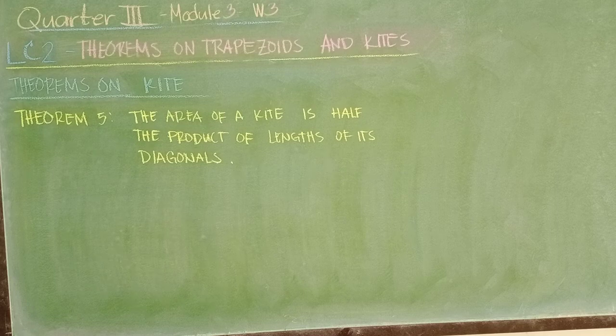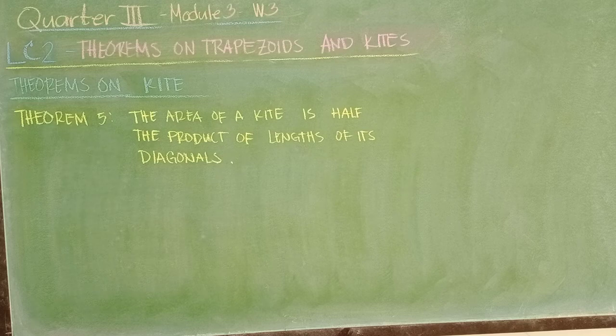Theorem number 5: the area of a kite is half the product of the lengths of its diagonals. So sa kite, kapag gusto mo i-compute yung area ng kite, kukunin mo yung length ng mga diagonals. I-multiply mo yung length ng mga diagonals, and then kunin mo yung kalahati. I-divide mo sa 2 para makuha mo yung area ng kite.